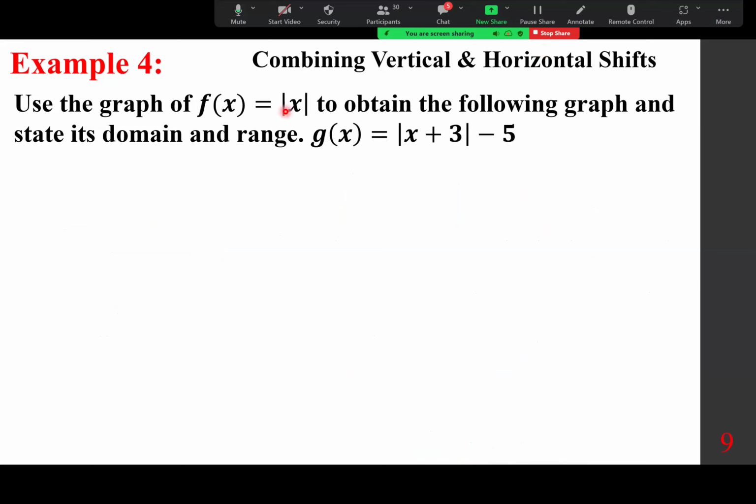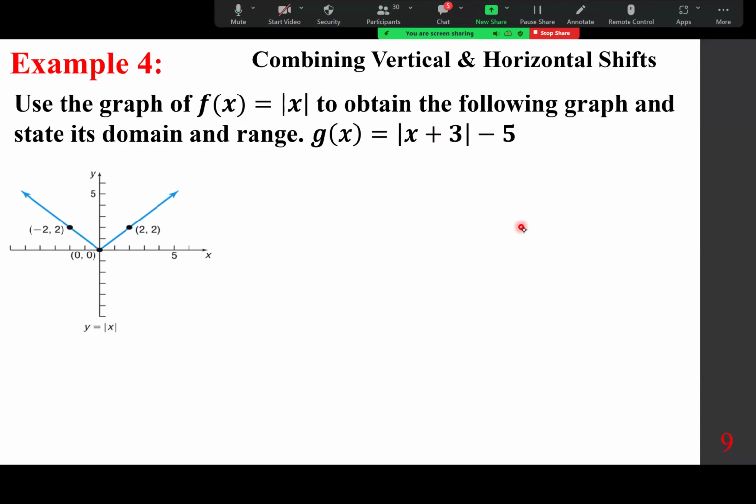Use the graph of f of x equals absolute value of x to obtain the following graph and state its domain and range. g of x equals absolute value of x plus 3 minus 5. The transformation on absolute value is really the same as a parabola, in the same manner that this shifts to the left by 3 units and this shifts down by 5 units.